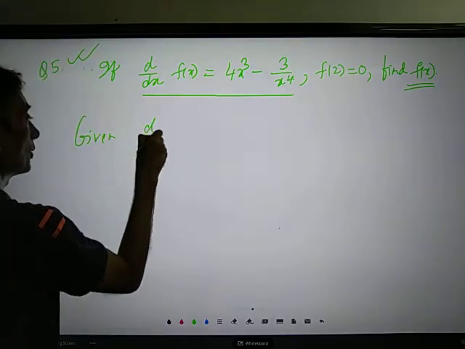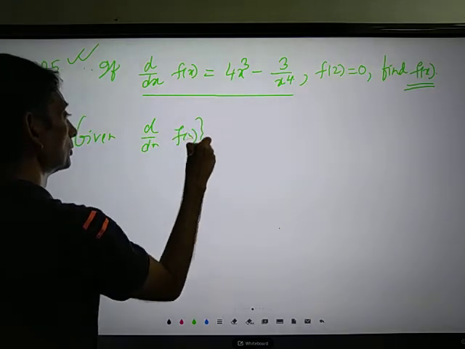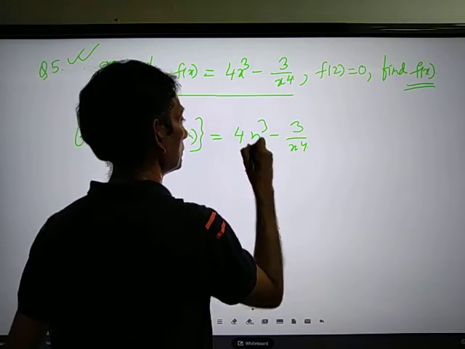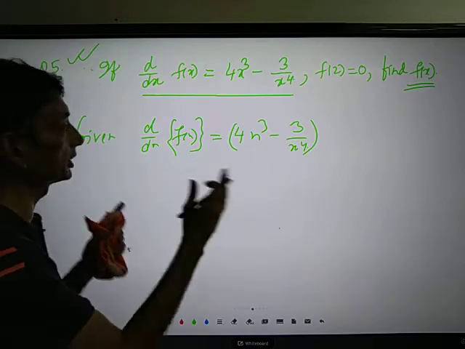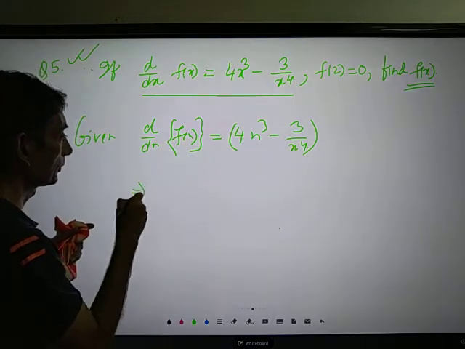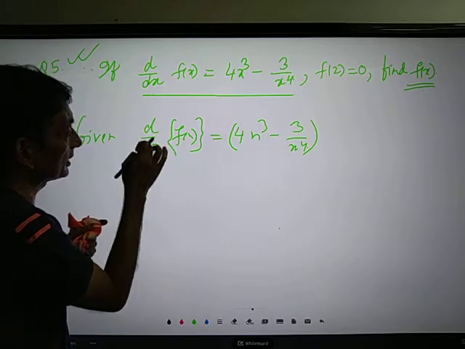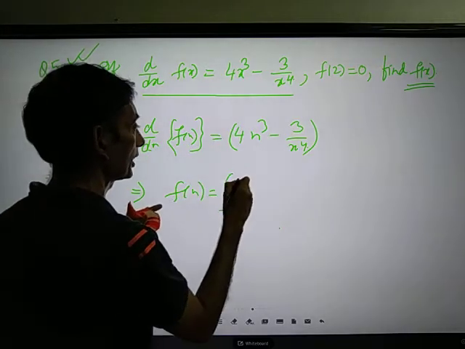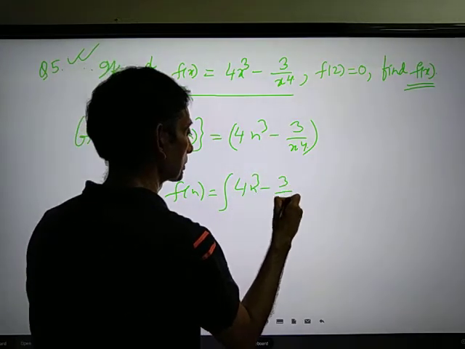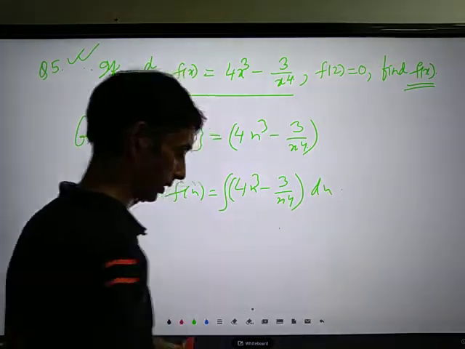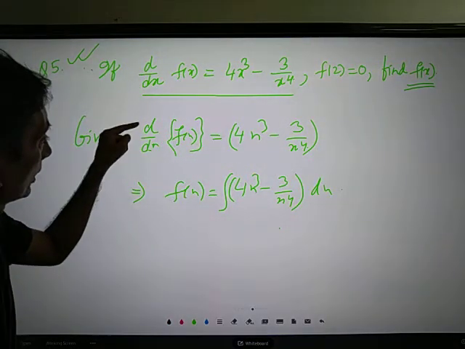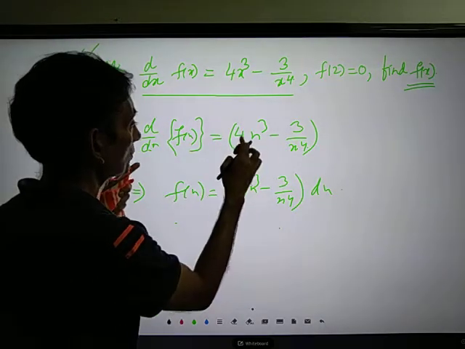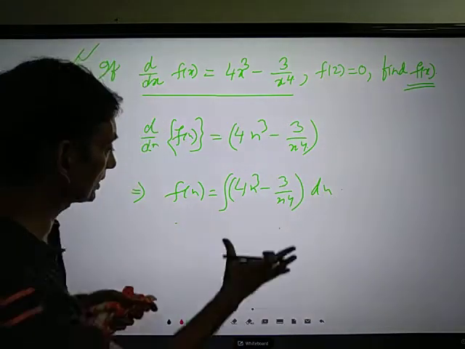Given d/dx of f(x) equals 4x cubed minus 3 by x to the power 4. Fine. So what I'm going to do is integrate this. If you integrate d/dx of f(x), we'll just get f(x), because the moment you differentiate f(x), you get the derivative. And you can integrate in terms of dx, 4x cubed minus 3 by x to the power 4 into dx. So we'll just integrate this.